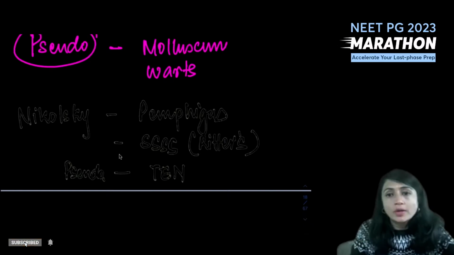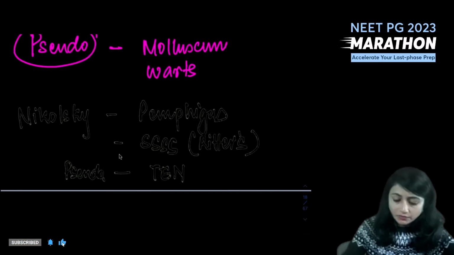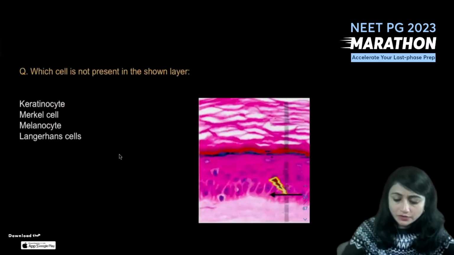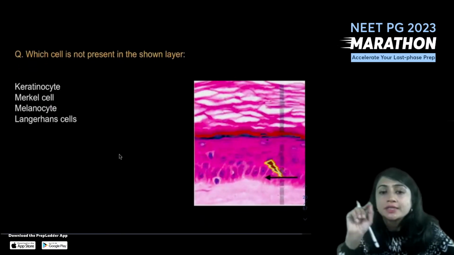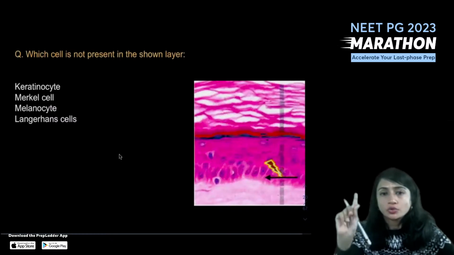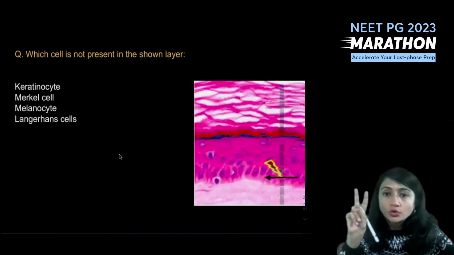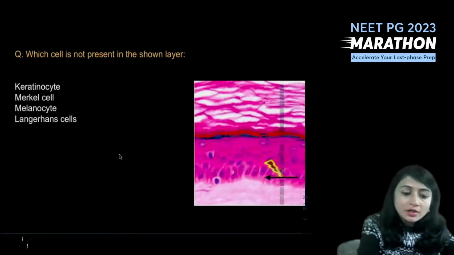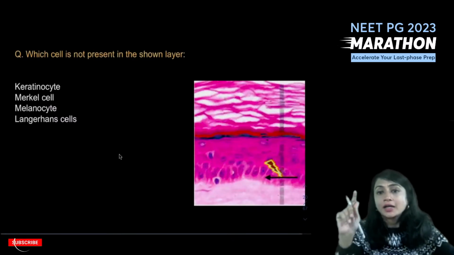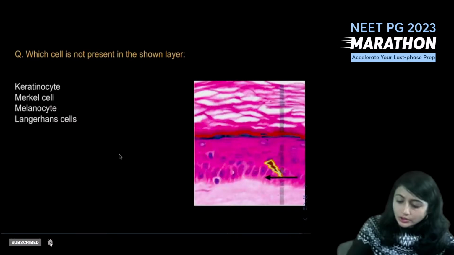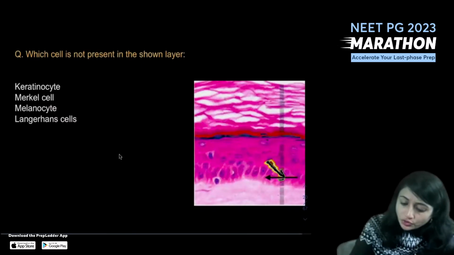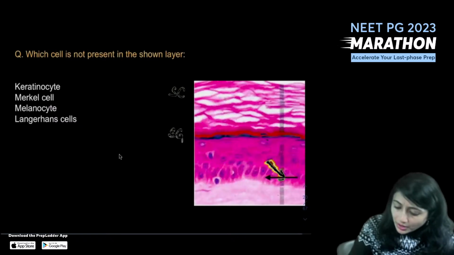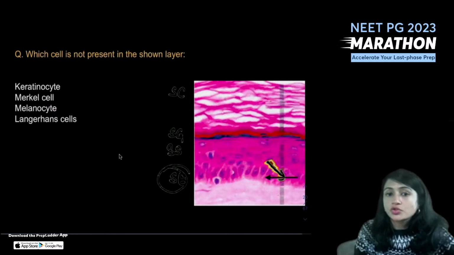Clear? So you should know about these signs. They are asked, and here we have discussed the common conditions where you see them. Coming to a question from the basics of dermatology, which cell is not present in the shown layer? So here you need to know two things. On histopathology, which layer is where? First, you should be able to identify what layer of skin I am pointing to here. We should know that there is stratum corneum, stratum granulosum, stratum spinosum, and stratum basale. So I am pointing to stratum basale.